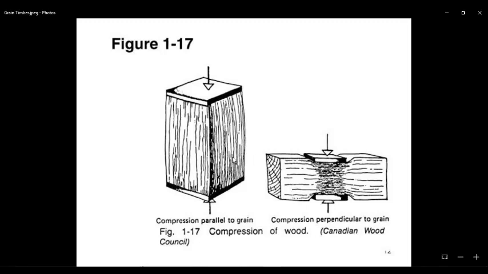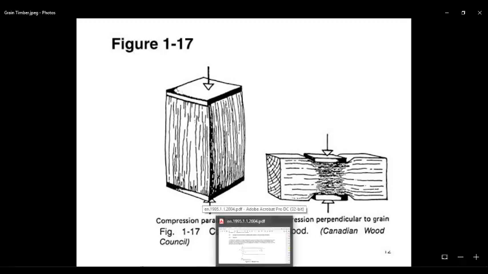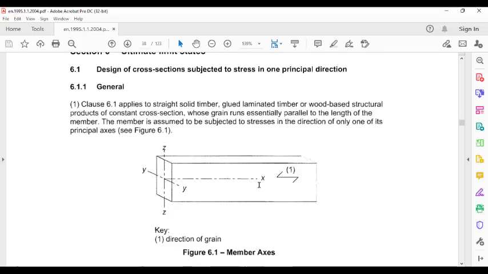So when you want to test it, you can test it in two directions. You test it parallel to the grain. If you look at this, this is parallel to the grain. You can see the load is parallel to the grain. So that's what you have here, compression parallel to grain. Also, you can see that the load is perpendicular to the grain. So you test it in these two directions. Now you can go back to the code.